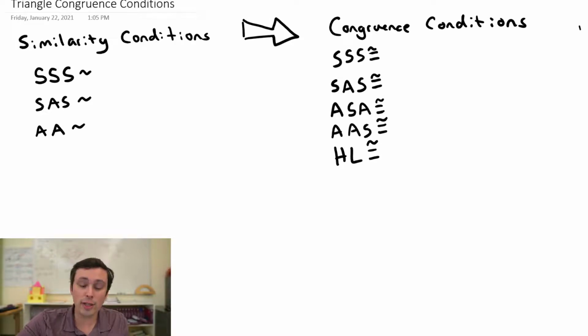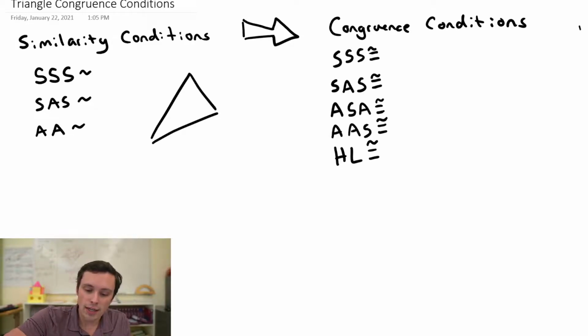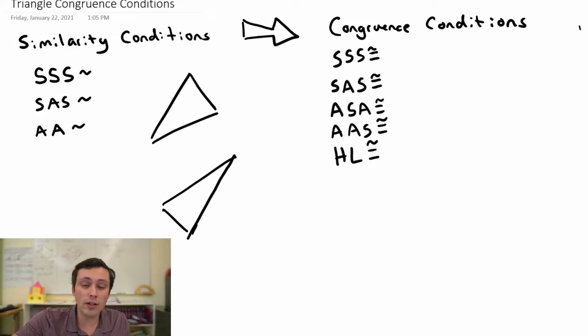So let's do a quick practice problem. What are you actually going to be asked to do with these? Usually you'd be given two triangles, and you know some stuff about those two triangles. And the question is, are the triangles congruent? And if they are, which congruence condition do they meet? So let's take a look at that.